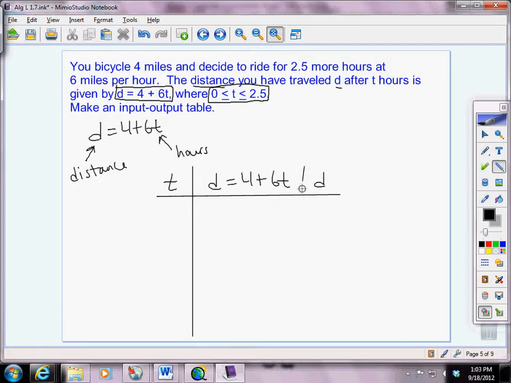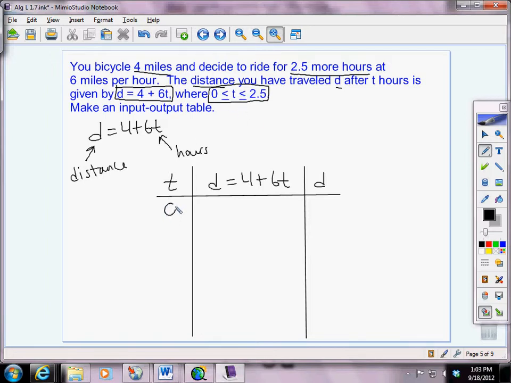In this case, we're not necessarily given exactly what t is. A lot of times in your homework it'll say when t is 0 and 1, 2, 3, and 4, and so on and so forth. But in this case, it just says t has to be between 0 and 2.5. The reason for that is you've already bicycled 4 miles, and you're just going to bicycle for 2.5 more hours. So where you are right now is 0, and this 2.5 is 2.5 more hours. We don't go to 3 because you're not bicycling at that point. So you can pick whatever values you want as long as they lie in this domain.